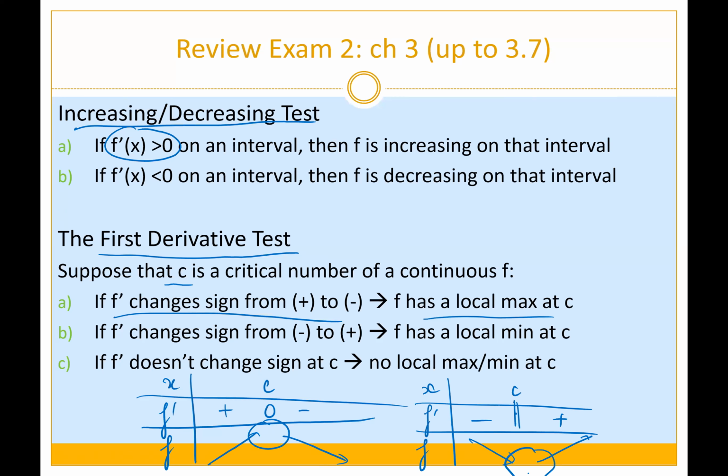So when f prime changes sign from negative to positive, then you have a local minimum at c. If it doesn't change sign at all, remember, there will be no local maximum and local minimum. So the fact that a number is a critical number of a continuous function doesn't guarantee that you have a local max or local min at that point.